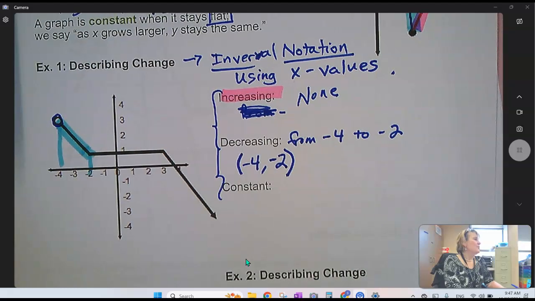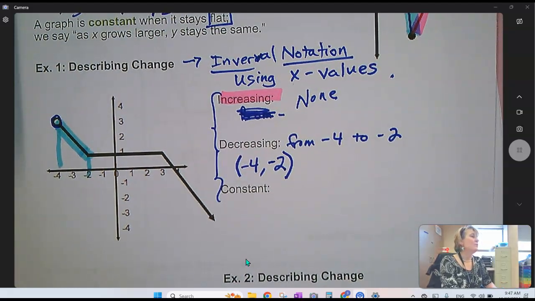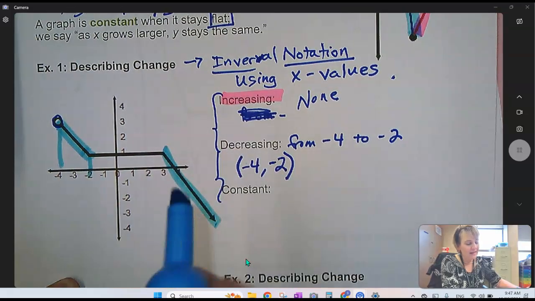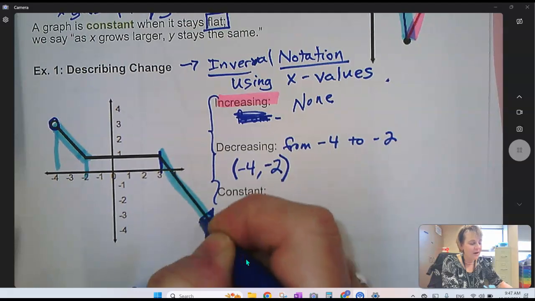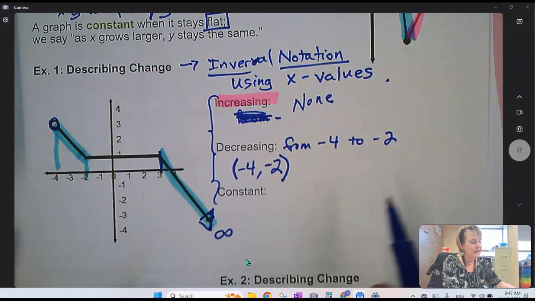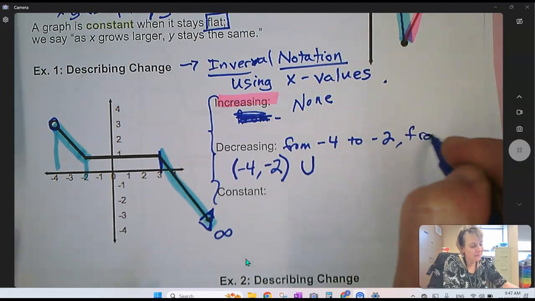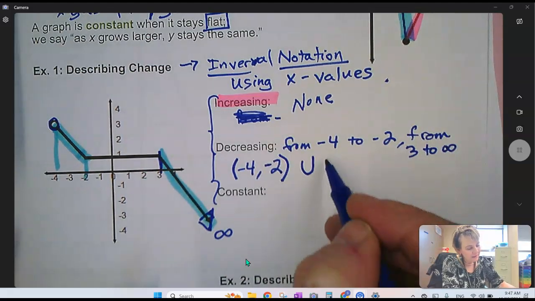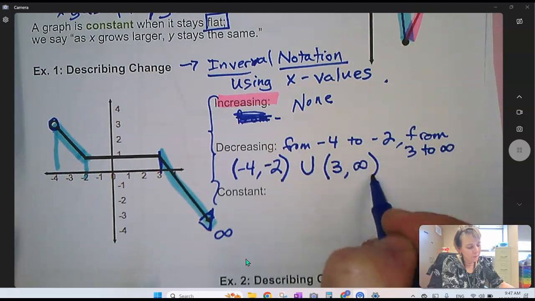Raise your hand if you think there's another portion where it's decreasing. Who would like to tell me where you see that? 3 to infinity. Okay, so from 3 to infinity. Good job. We're starting here, and we notice that we have that arrow there. So the arrow always means infinity. I can write from 3 to infinity, if that helps, and we're going to go 3, comma, infinity, open.